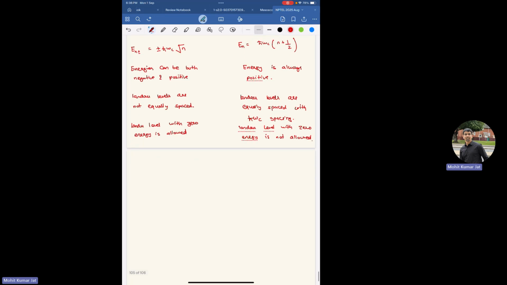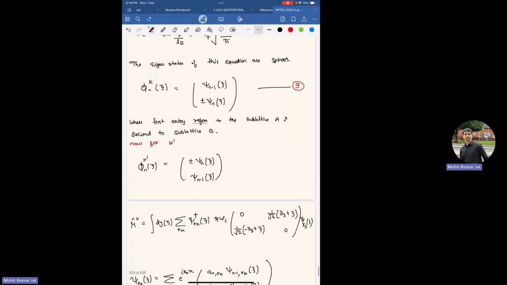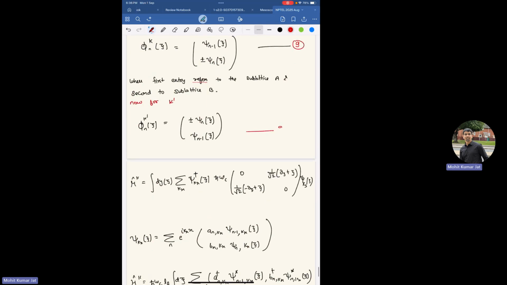Another point to note here is that if you look at the wave functions, equation number 9 and this, let me call this 9b. If you look at equation 9 and equation 9b, what you will find is that the wave function of electrons and holes in these Landau levels are fully localized in one of the sublattices of the honeycomb lattice. Since psi minus 1 is 0, the wave function at the K point is localized in sublattice B, while the wave function at the K prime point is localized in sublattice A.